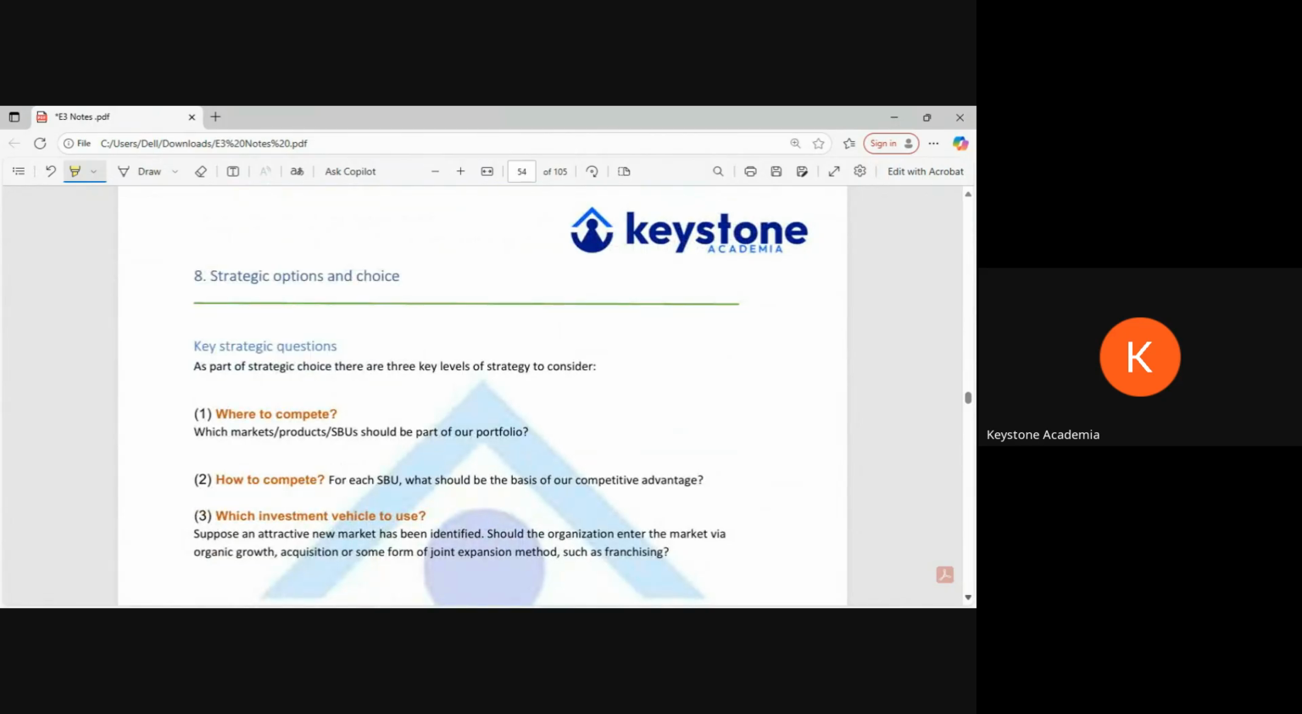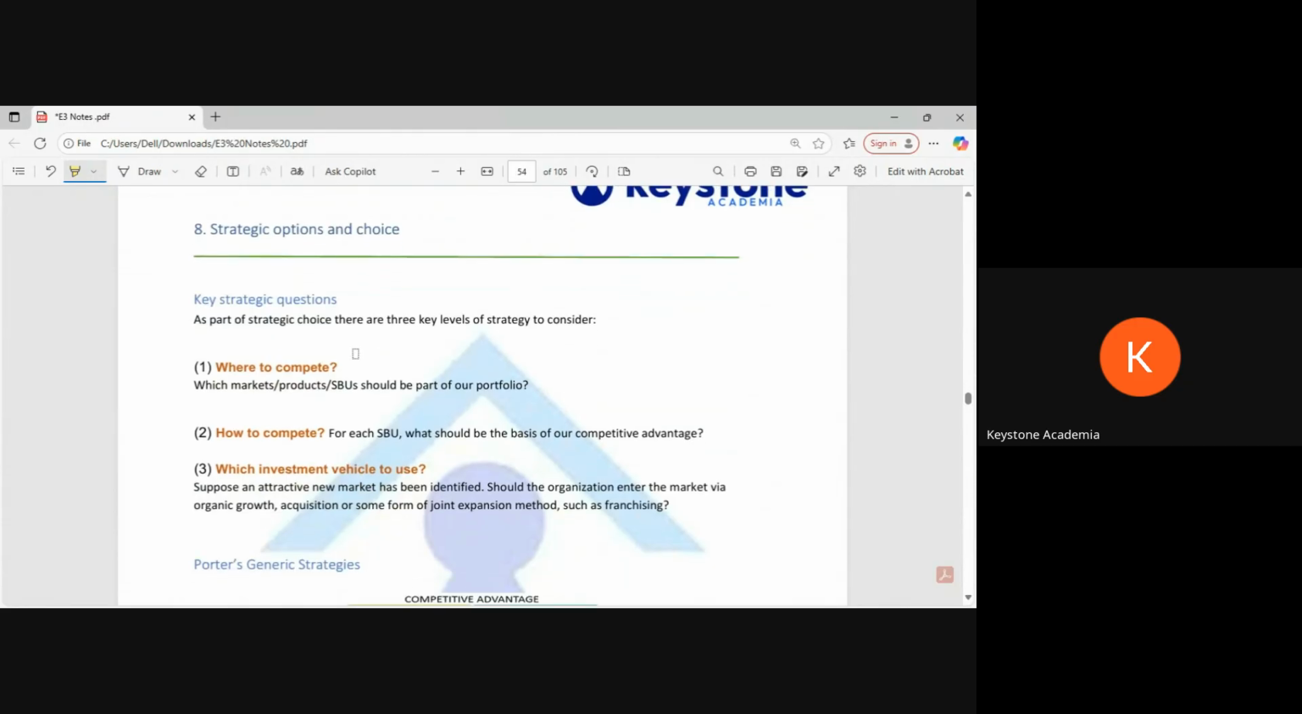Then we have strategic options and choice. This we have discussed a little bit in P3, the same thing. Where to compete, how to compete, which investment vehicle to use. Let's say you want to grow our business, so whether to go into a new market or new product. Most of the topics we are discussing are very much the same. It's repetitive. Where to compete, how to compete.